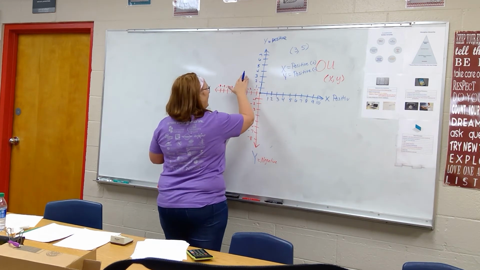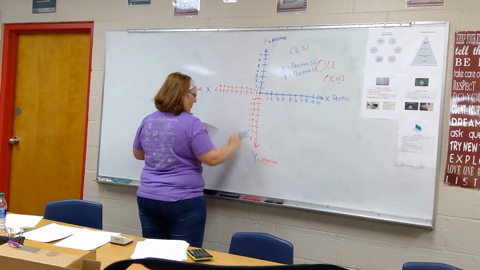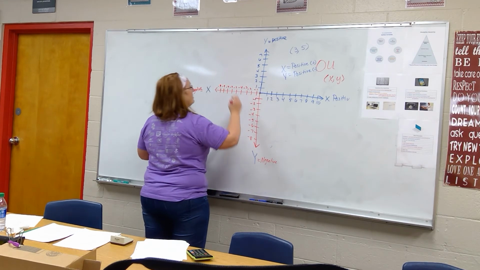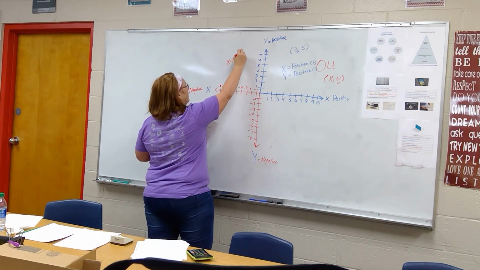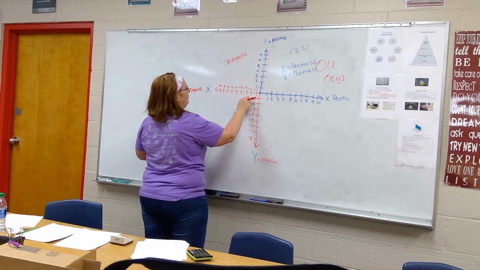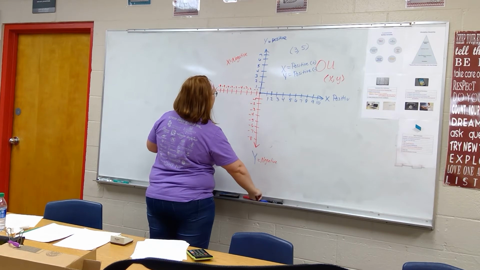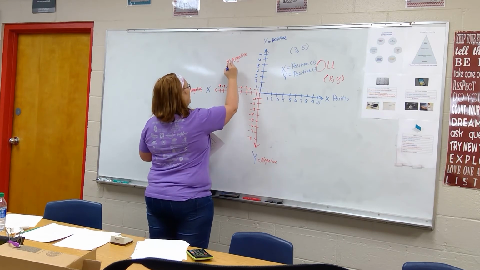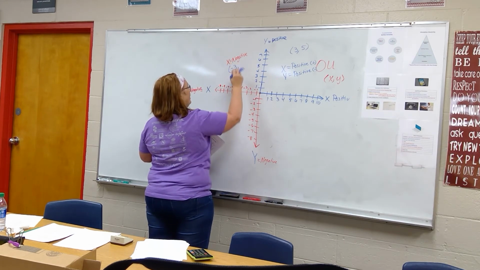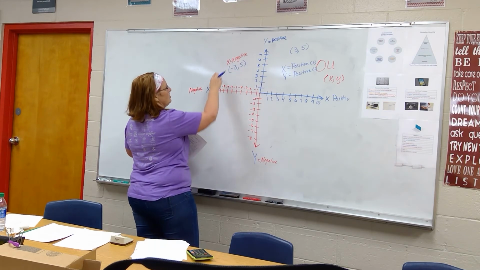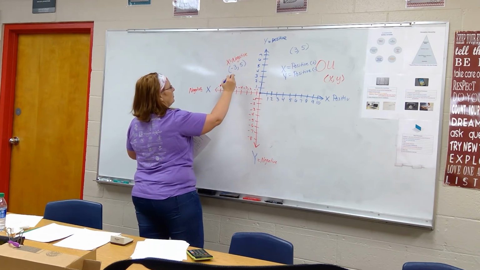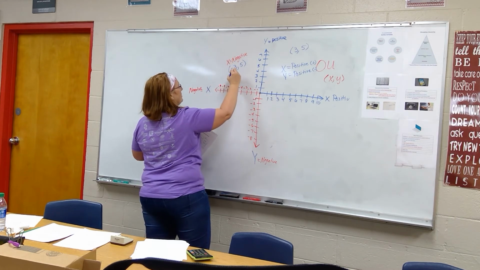If I'm over here, I'm going to go over, so my x is going to be a negative. Go over 3, so I'm going to have negative 3, go up to 5, now I have positive 5. So x's are negatives, y's are positives.